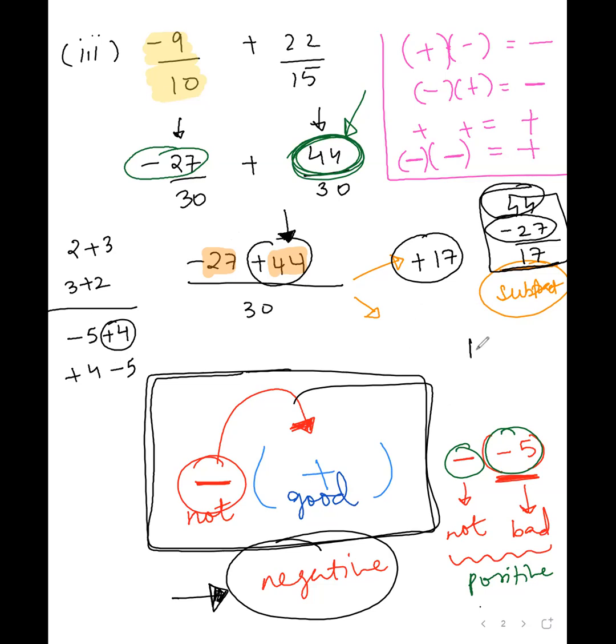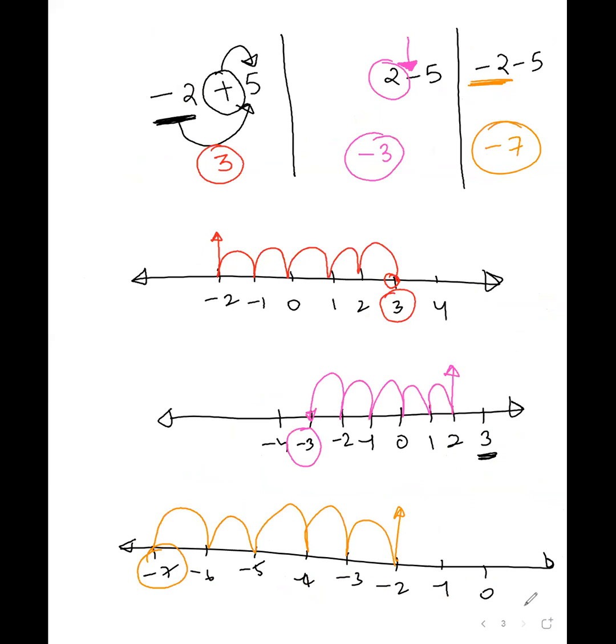So finally, what's the answer? 17 by 30. Give me a second. Yeah, Hiba. Okay, is this question clear for you? Yes. All right.